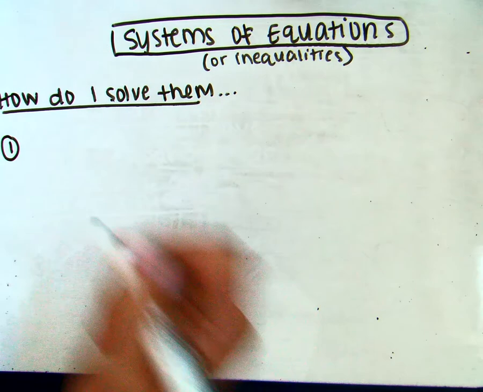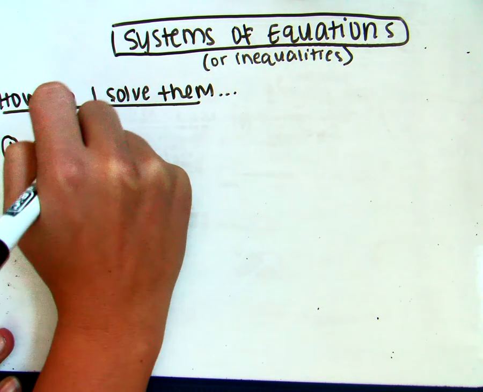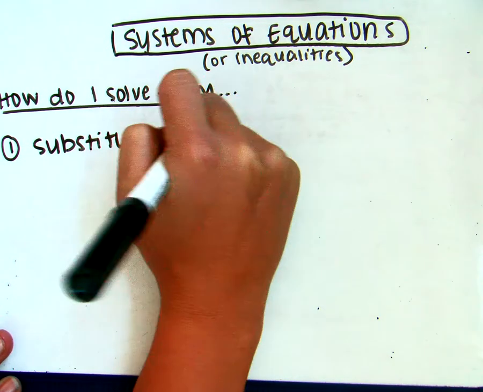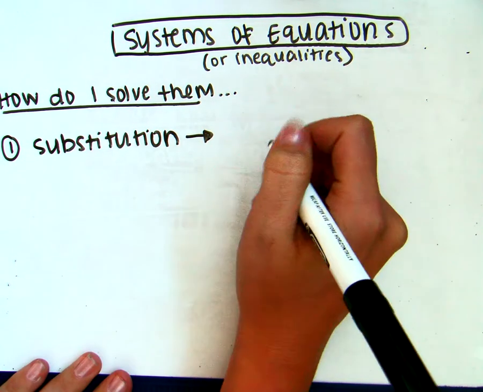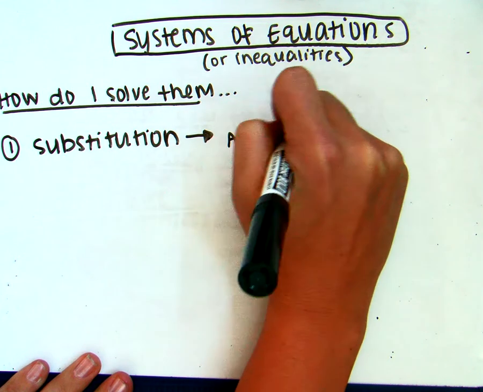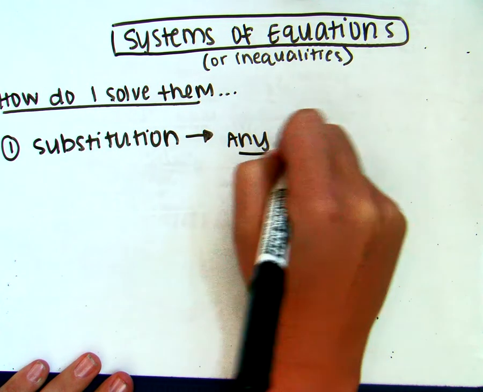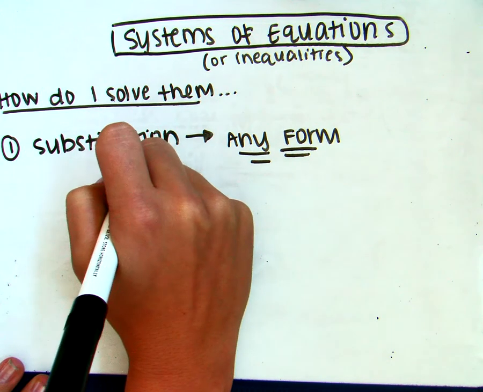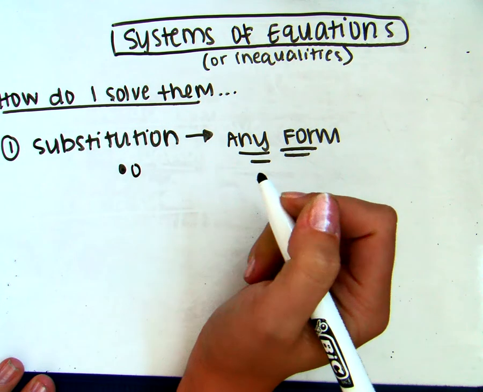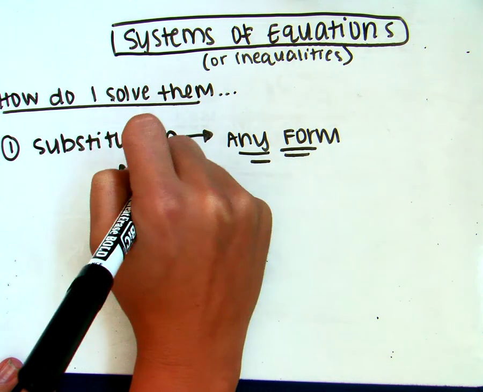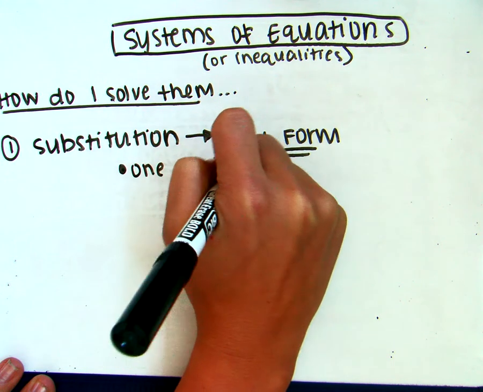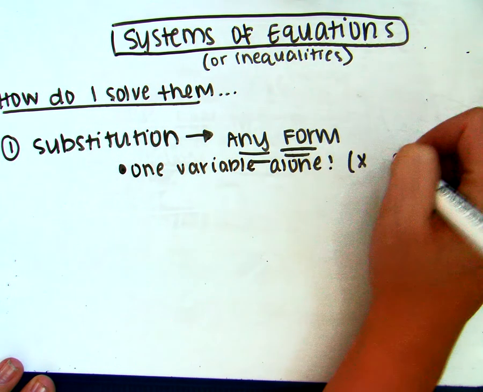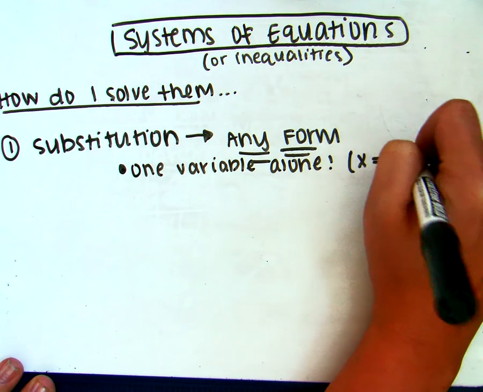The first way you could do is called substitution. When using substitution, your equations or inequalities can be in any form. But the only thing that really is important is you have to solve for one variable. So on one of your equations or inequalities, you have to get one variable alone. For example, you got to get x by itself, or you have to get y by itself, or whatever variable you're dealing with.